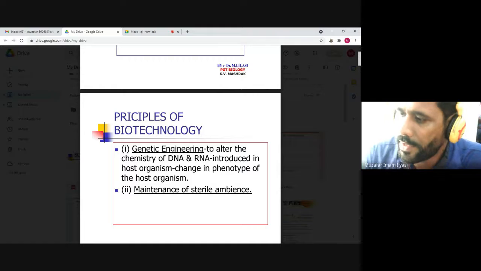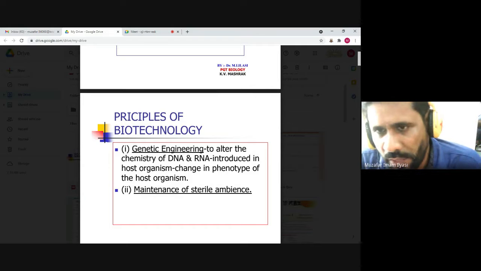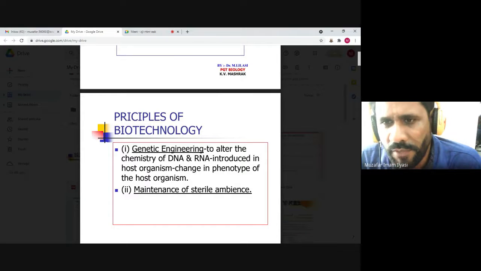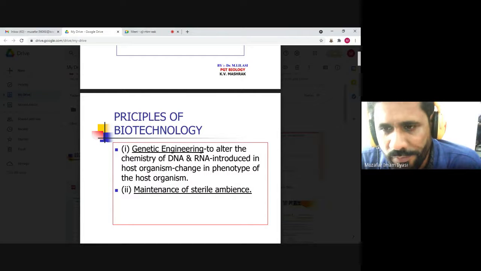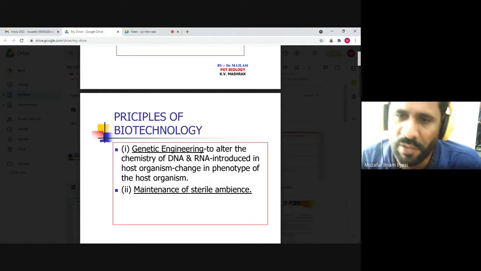First of all, let us know the definition of biotechnology. What is biotechnology? This is very simple. You can say that it is the integration of science with organisms, or the integration of biochemistry and genetic engineering for the advantage of human beings. Especially, we will discuss today the principles of biotechnology and the process of biotechnology.